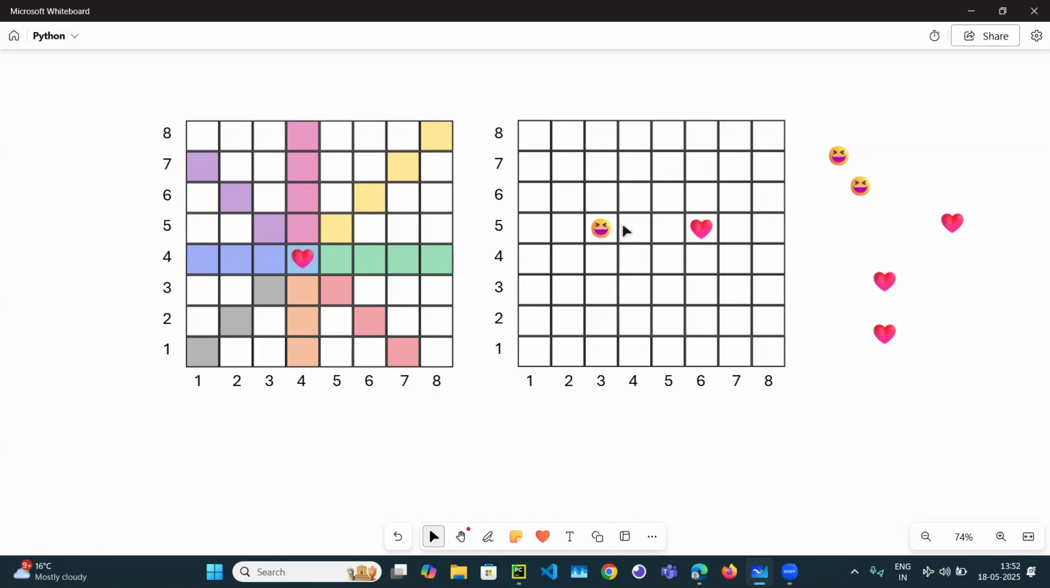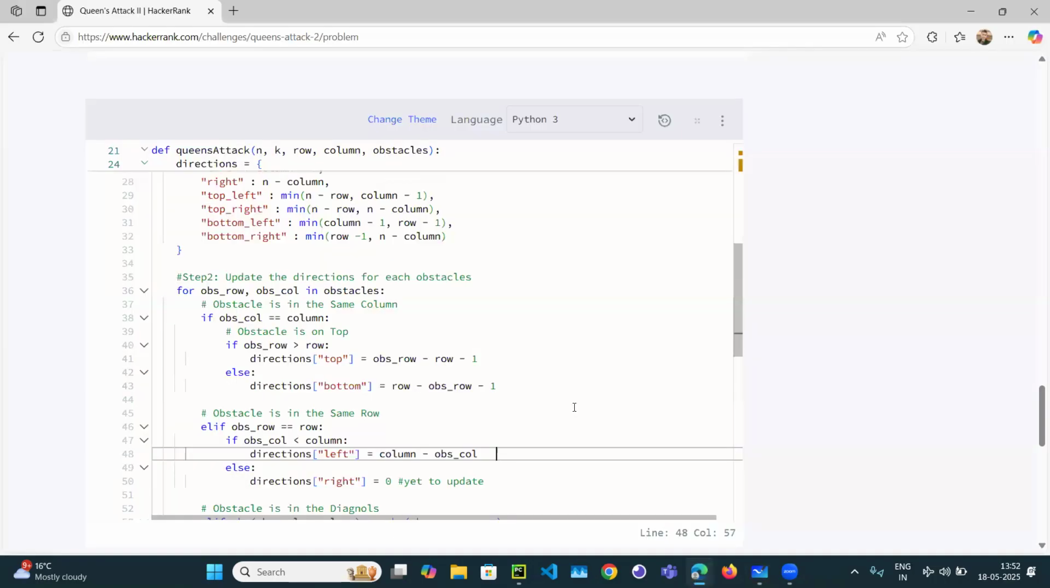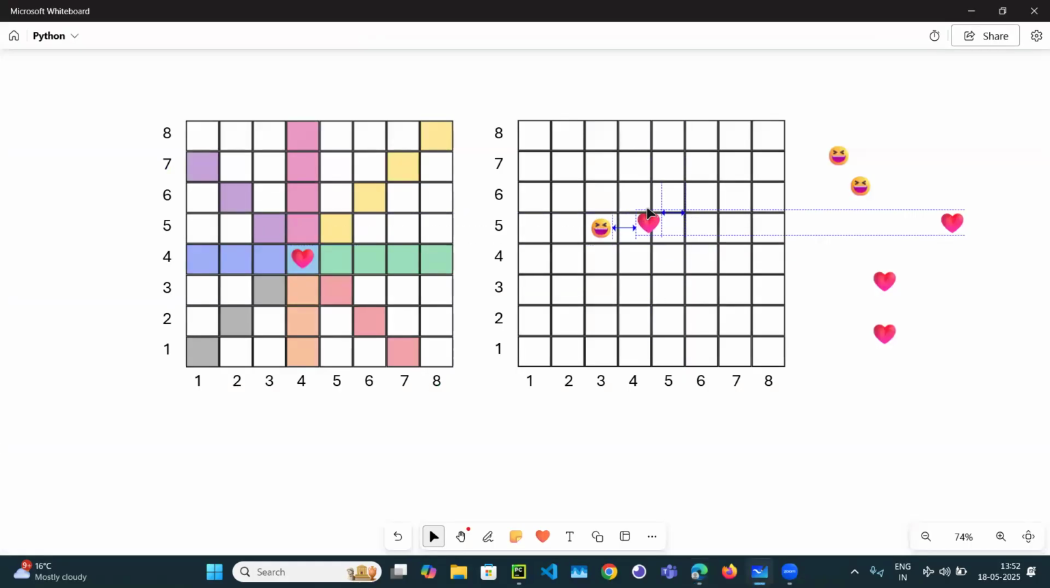So how do you find the number of columns? Just find the difference of these two columns: the queen's column and the obstacle column, and subtract 1 because you can't include the obstacle. You can try any example and put it anywhere. So let me put one here. Earlier it was 1, 2, 3, now it should be 0. So 4 minus 3 is 1, and 1 minus 1 is 0.